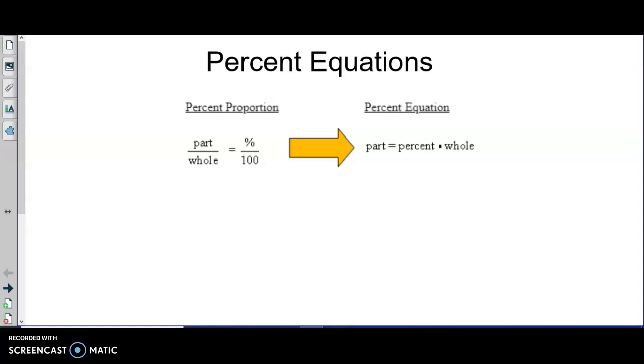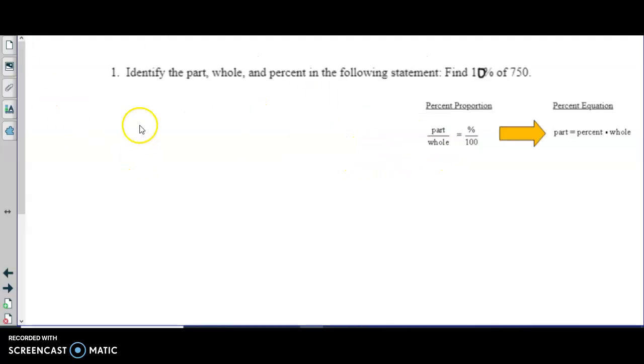All right, so today we're talking about percent equations, and I really like this visual from Connexus. We've been doing proportions where you cross multiply, but you can also write it as equations. The part equals the percent times the whole. So let's look at that. Identify the part, the whole, and the percent of the following statement.